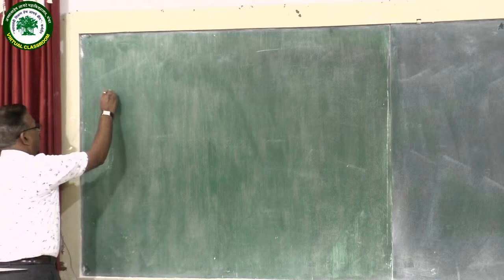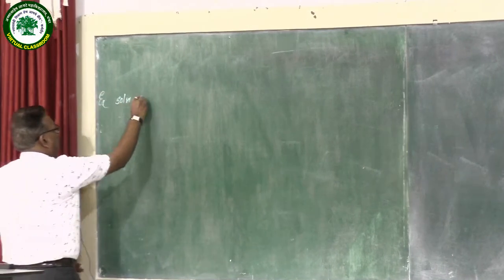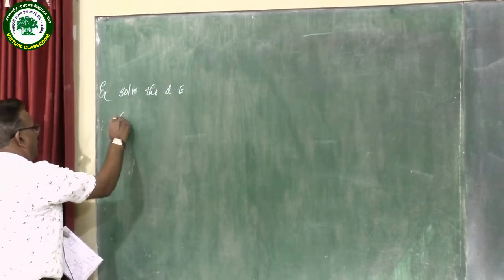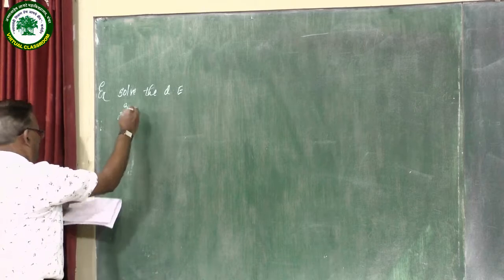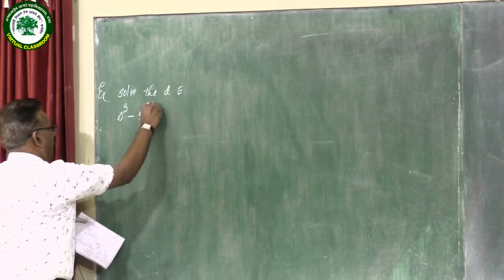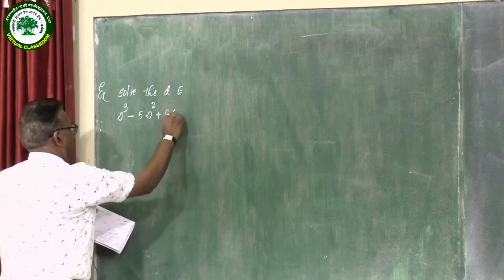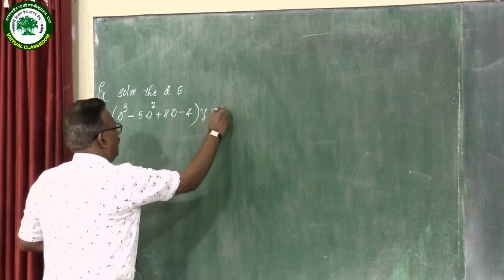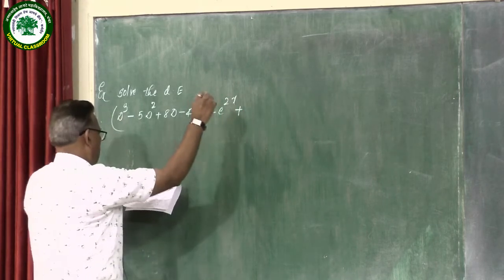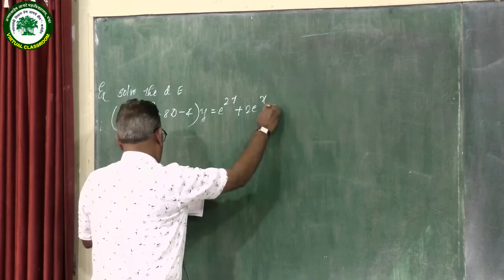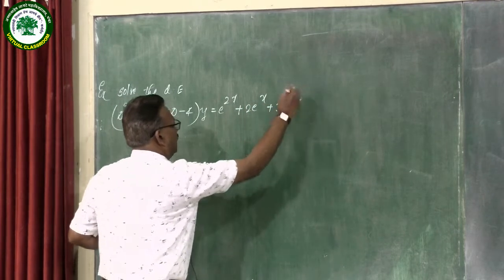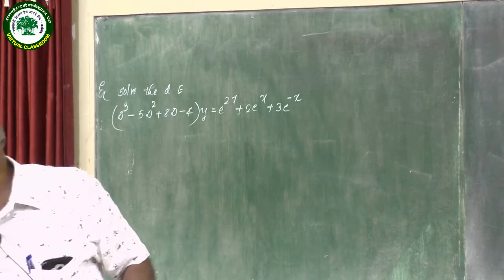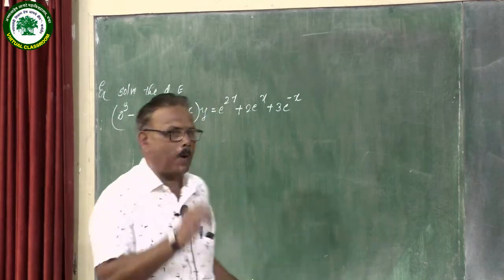Example: solve the differential equation D raised to 3 minus 5D square plus 8D minus 4 y is equal to e raised to 2x plus 2 into e raised to x plus 3 into e raised to minus x. See, we have already seen that you have to solve this differential equation in 2 parts.